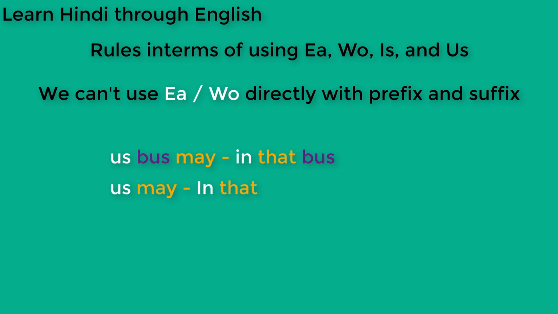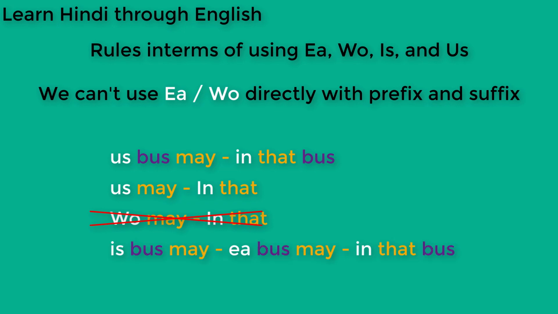We cannot directly connect a prefix and a suffix with ye and wo. In that will not become wo may. It is grammatically not correct. But we can use prefix and suffix along with the next word of ye and wo. Is bus may and ye bus may. Both are considered same and correct.